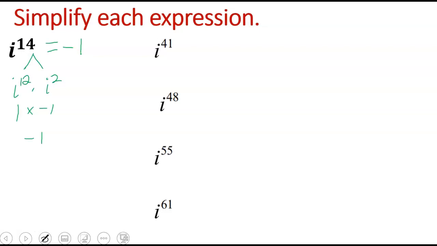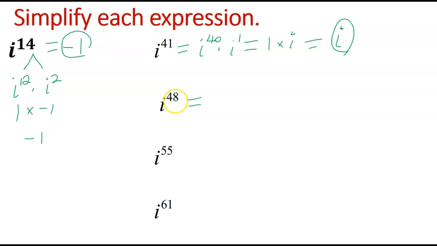So we can do the same thing here. Find the multiple of 4. That will be i to the power 40 is a multiple of 4, times i to the power 1. Remember, i to the power 40 is 1, times i to the power 1. Anything to the power 1 is itself. It's i. Therefore, i times 1 is i. So that expression will equal i. So 48 is the multiple of 4 already, so it's going to be simply 1.